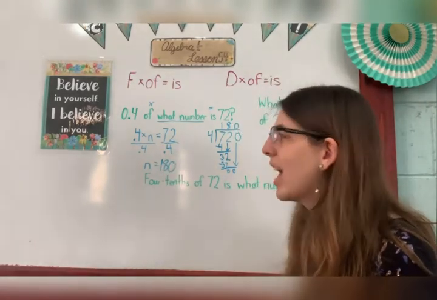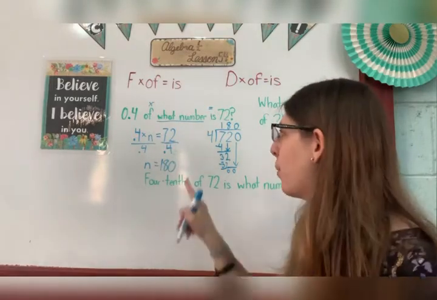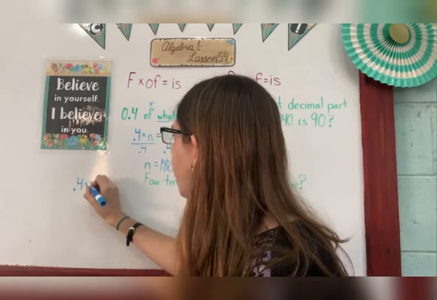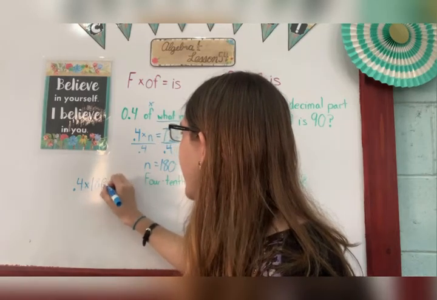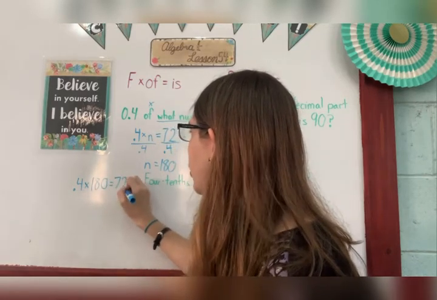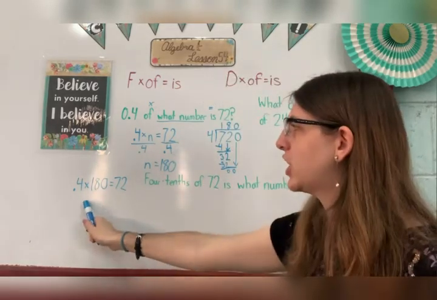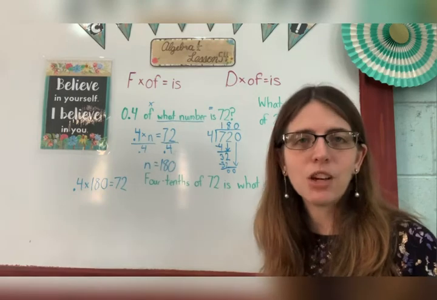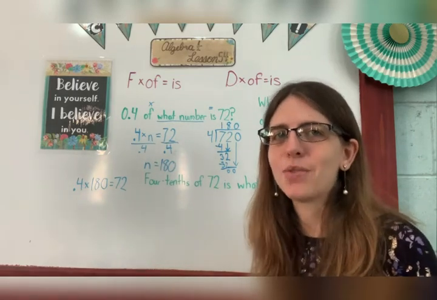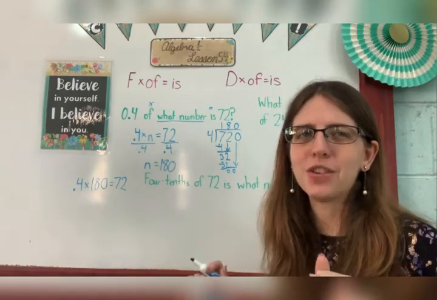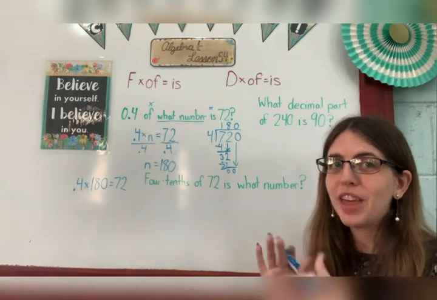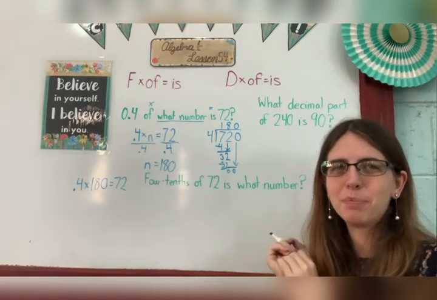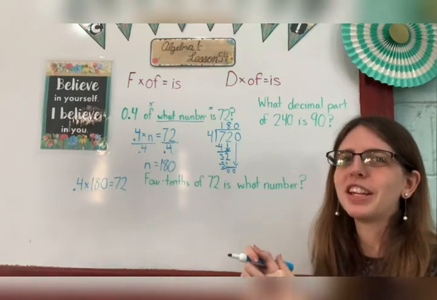To check this, I put 180 in place of n. So it becomes 0.4 times 180 equals 72. And you do the multiplication to make sure that 0.4 times 180 really does equal 72 and that you got the right answer. But we're not going to do that in the lesson. But you should do that in your math work. I'm not doing it here just so we can move on to the next problem. But in your math work, make sure you do it so that you don't have to go back and fix it.